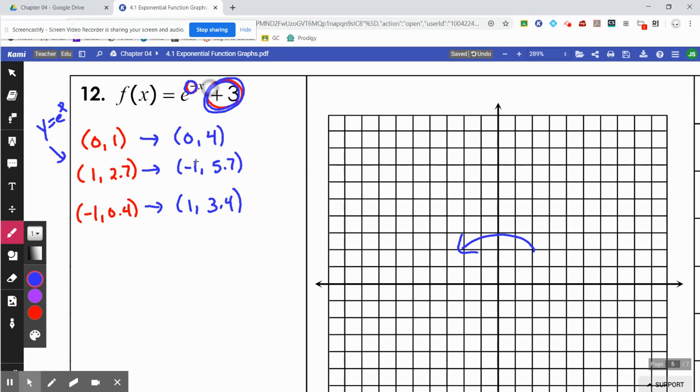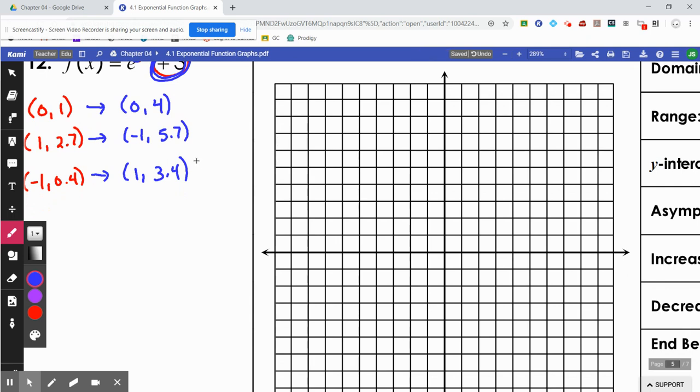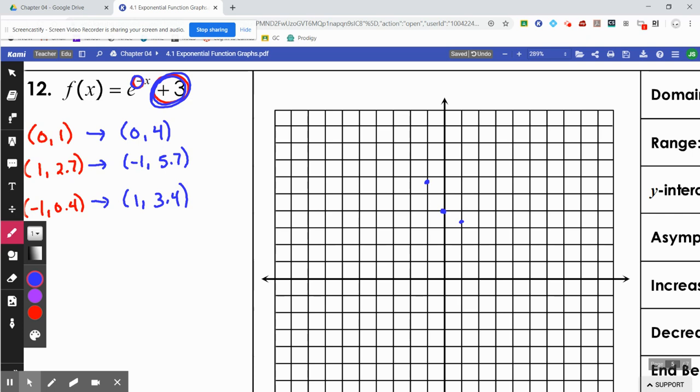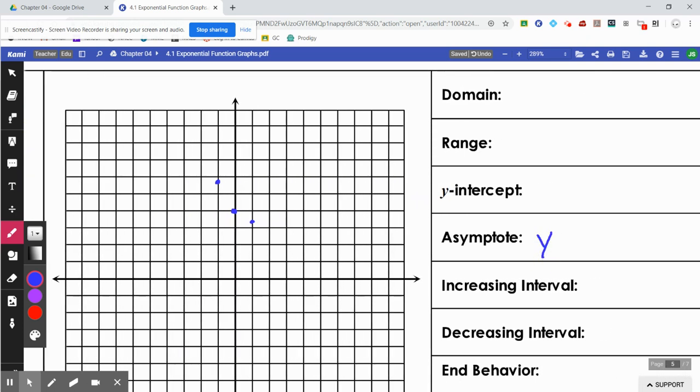Now, since we are moving our function up 3 units, remember that we are also moving our asymptote line as well. So our new function is going to cross at 0, 4. Negative 1, 5.7 is going to be somewhere right in there. And 1, 3.4 is somewhere right in there. And again, I told you our asymptote line also got moved up 3 units. So we know that our asymptote line, and I'm going to go ahead and write it down, is going to be at y equals 3. Let's draw our graph. And there is my function.